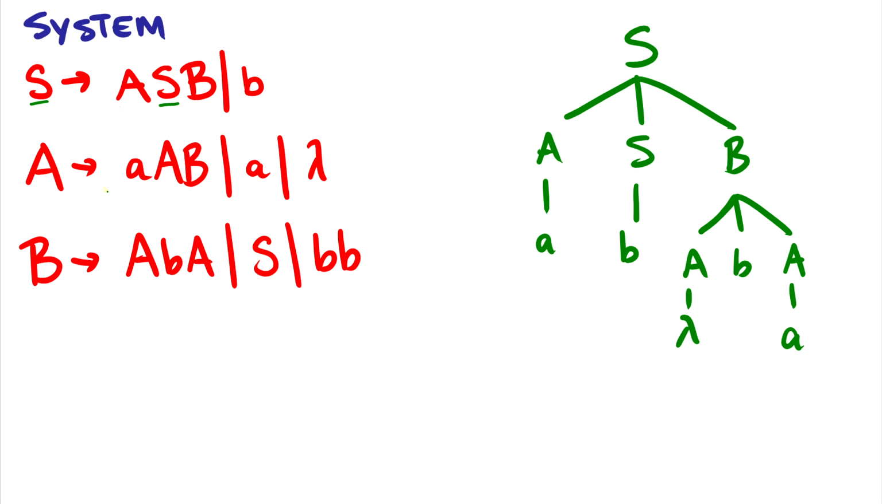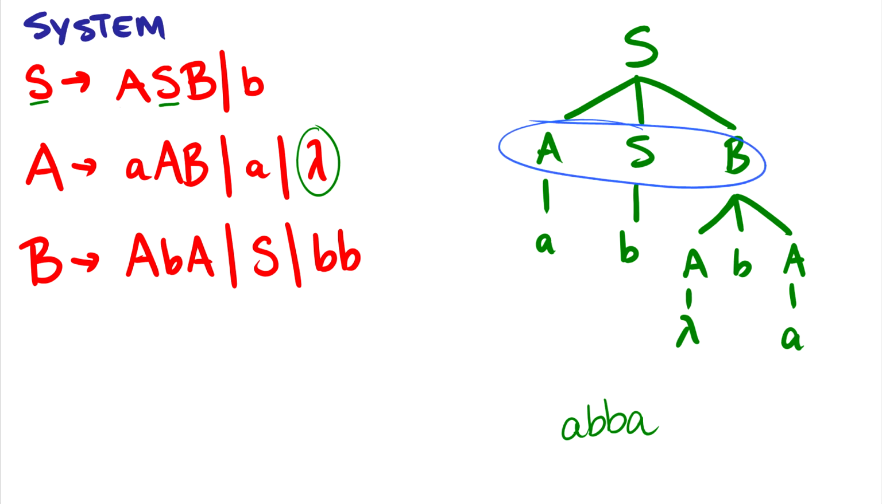We also have A going to AAB, a, or lambda, so A is our only terminating symbol here. That goes to the empty string. And then of course B goes to ABA, S, or BB. The string that we're going to convert into Chomsky normal form is ABBA. Here we can see we need a ternary branching structure from S. Then we need another ternary branching structure from B, and we're going to eliminate that.